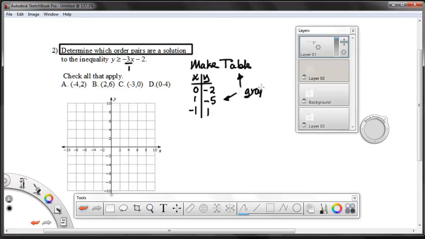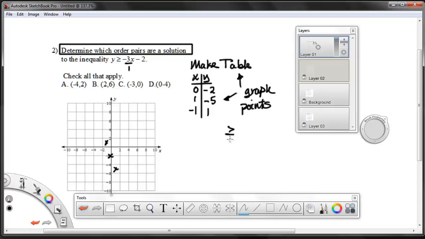Now I want to graph those points from the table onto my coordinate plane. 0, negative 2. I go over halfway between 0 and 1, and halfway between a negative 4 and 6 will be the negative 5. Negative 1 will be right there, negative 1 and 1.